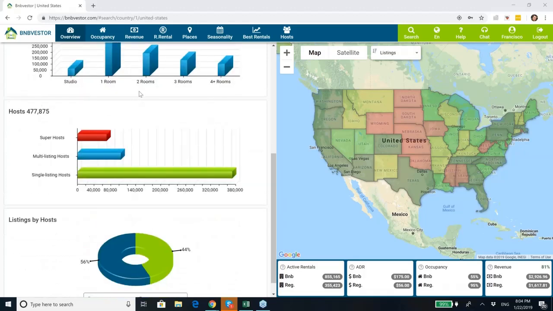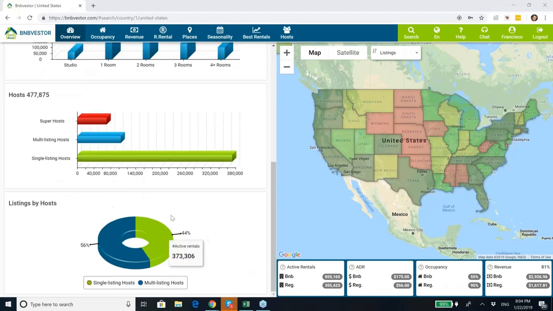The host is very important here. Let me tell you why. Multi-listing hosts are only 104,000, and single listing hosts are 373,000. As you can see in this graphic here, more listings in the United States in Airbnb are by a multi-listing host than by a single listing host. But what it means is basically in the United States, this whole process has become a business.